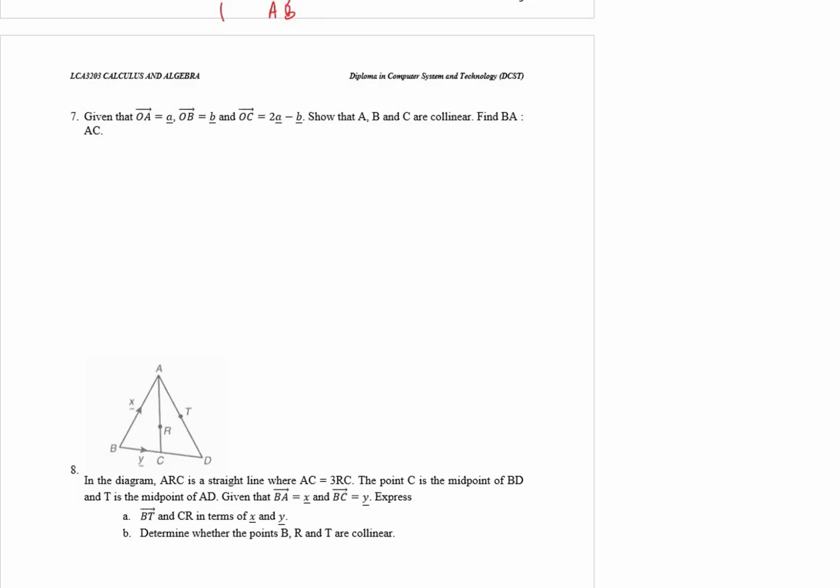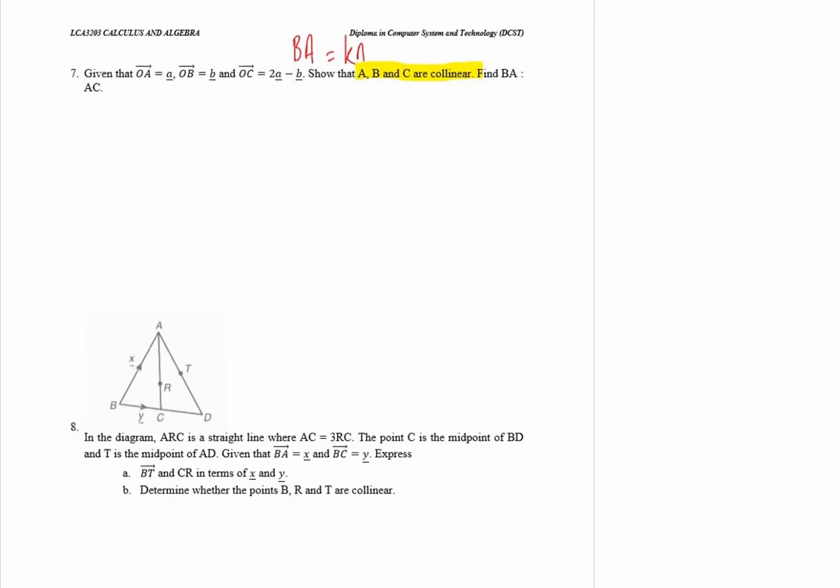Okay, so for this you also need to prove that they are collinear, so you need to find something like BA or AB equals k AC. So we're going to start by finding AB. AB is equal to AO plus OB, correct? So AO is negative a plus b.